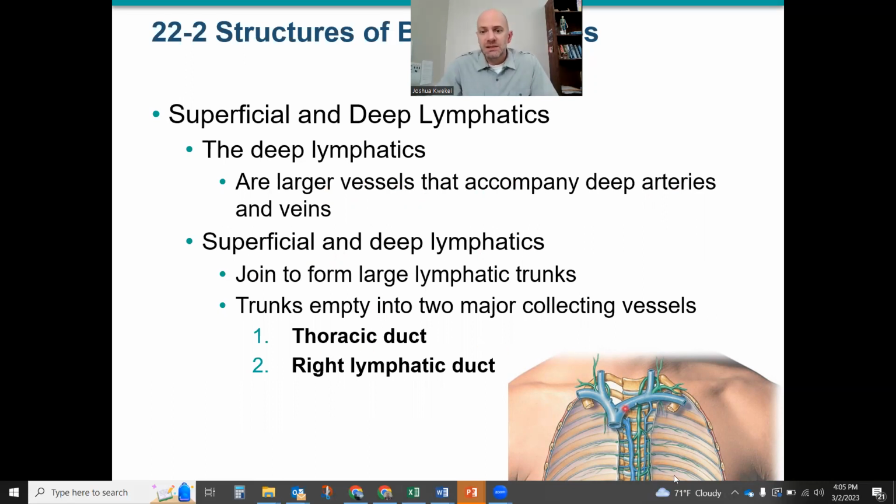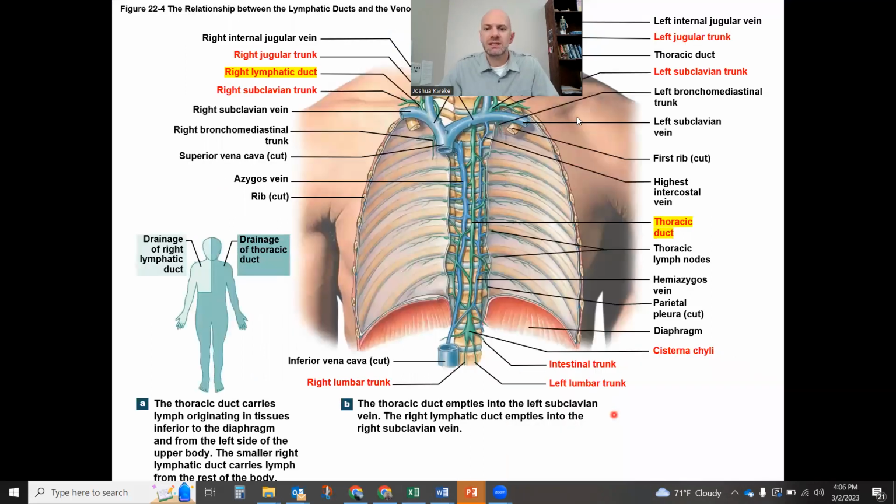We have the thoracic duct, which is an elongated lymphatic duct that collects all the lymph and returns it to the left side, okay, the left subclavian vein. And then we have the right lymphatic duct, which is this very short duct that is returning to the right subclavian vein. Okay, and then together they dump into the superior vena cava. So here's a nice diagram showing you some of that anatomy.